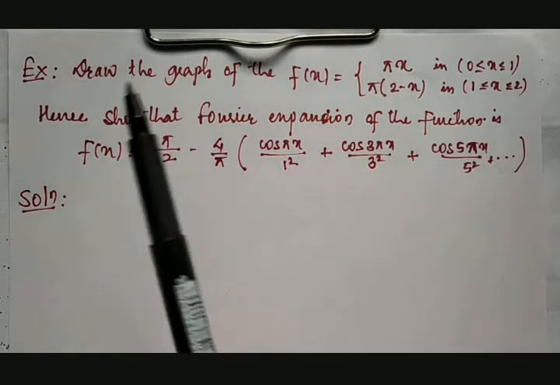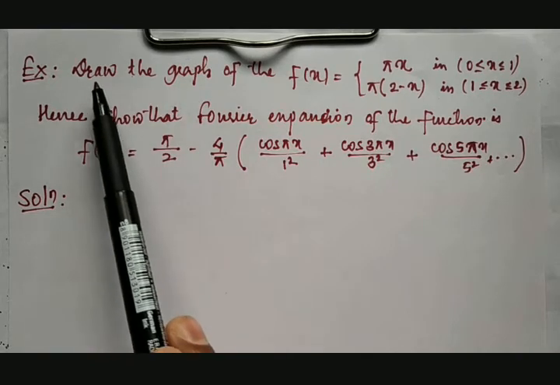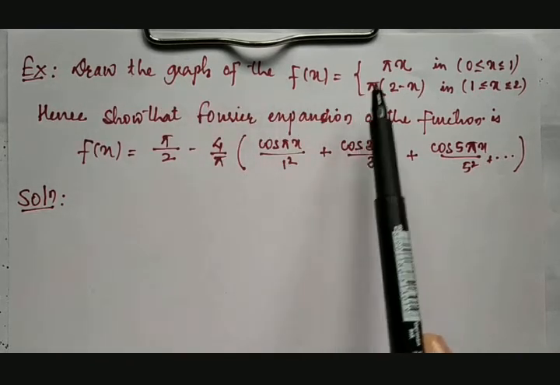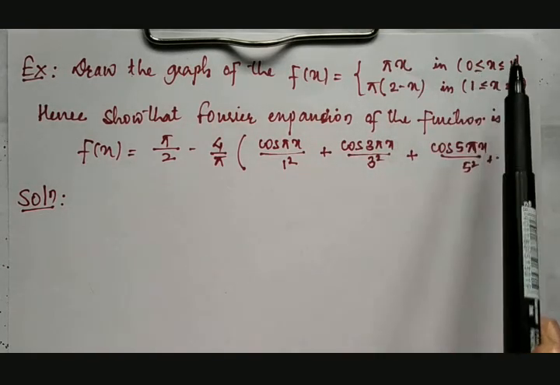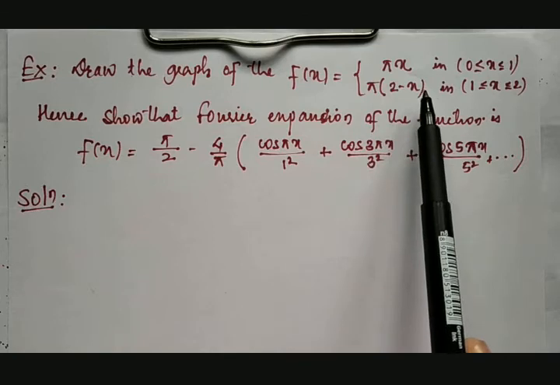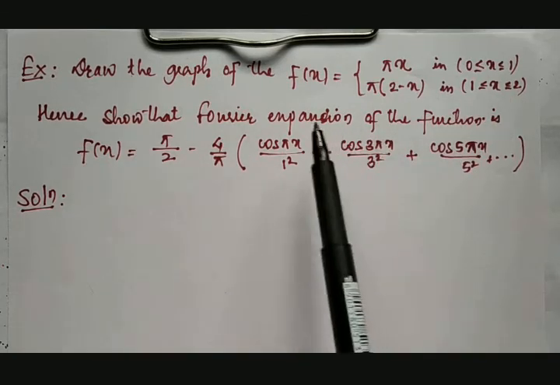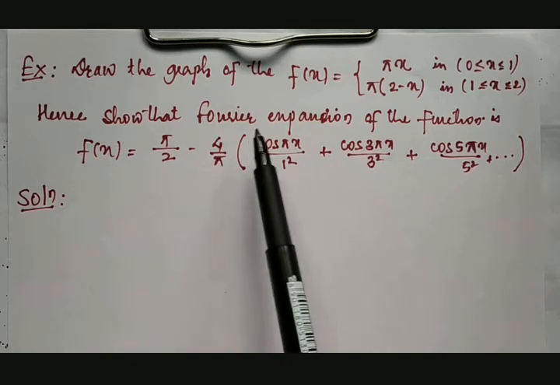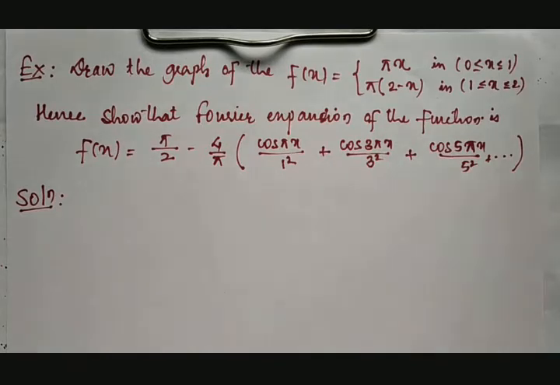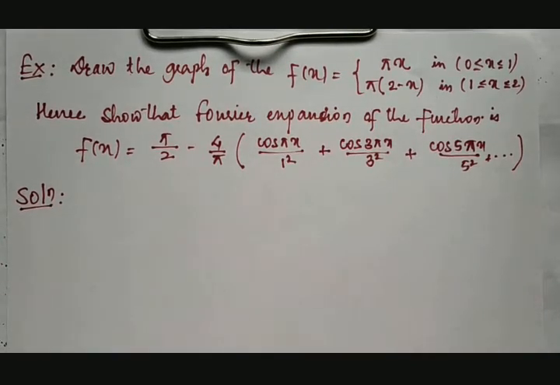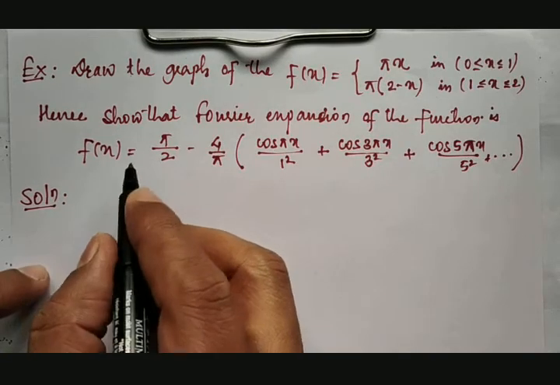Now in this session we are going to discuss a unique example where we are going to draw a graph of the double valued function: pi x between 0 to 1, and pi into 2 minus x between 1 to 2. Then we have to show that its Fourier expansion will be in this format. So very first, we will be taking the graph. What is the graph?